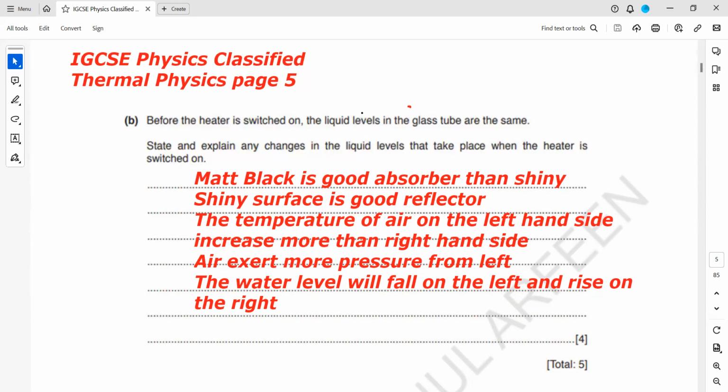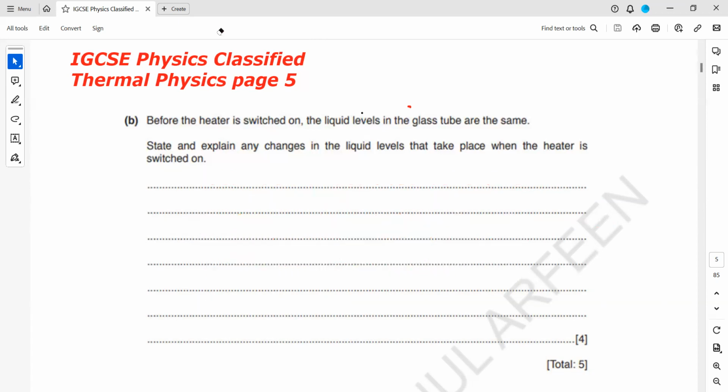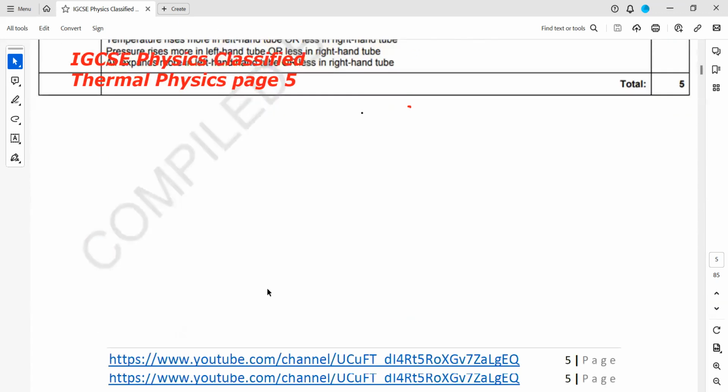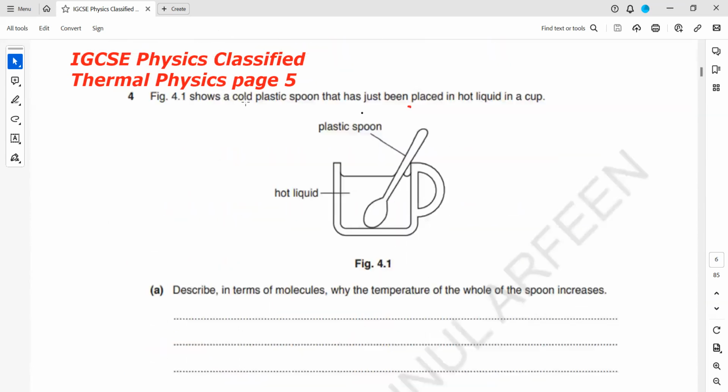Any doubt in this? As I mentioned, while explaining thermal physics, most of the questions are theoretical. Very few calculation parts are there. Most of the questions are based on your understanding and how you write the answer. But try to learn the structure of an answer so that you won't miss a point. Moving on to the next page, page 6.